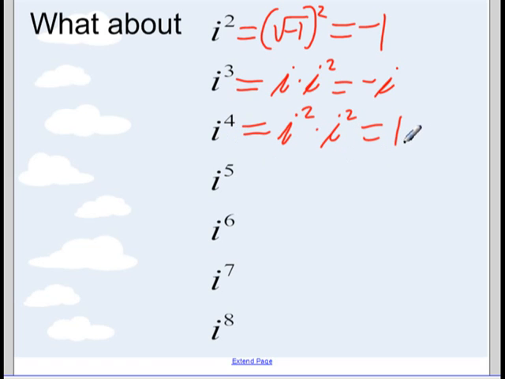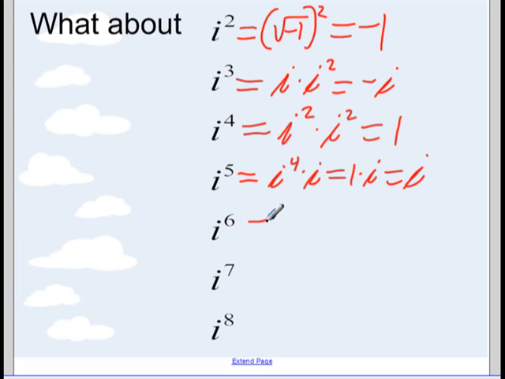That's really crazy. But it gets even crazier. Because if we keep going, if I go to i to the 5th, watch what happens. I can write that as i to the 4th times i. Well, what's i to the 4th? It's just 1. So it just becomes 1 times i, which is just i. So i to the 5th is the same as just i.